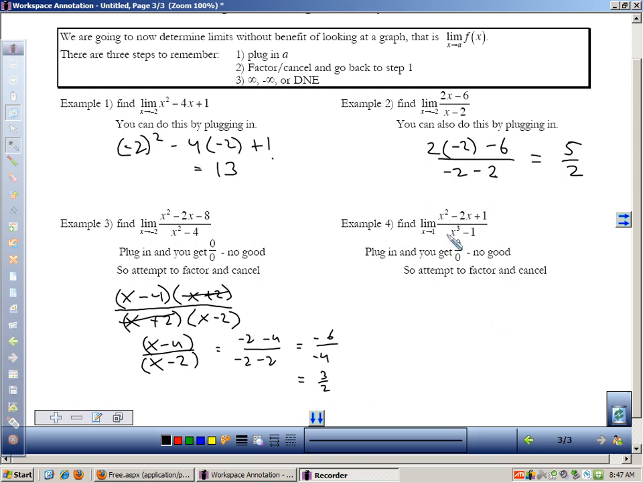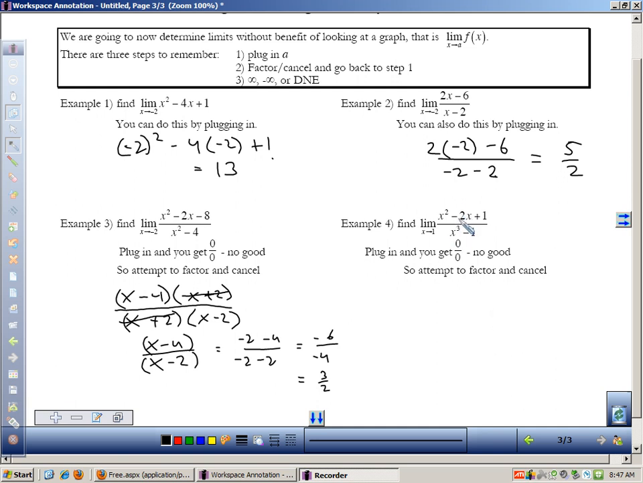All right, so here we have the limit as x approaches 1 of x squared minus 2x plus 1 over x cubed minus 1. First we try plugging in. We plug 1 into our function, and we get 0 over 0. So that doesn't help us out. We get a problem. What if you get like 0 over 1? It still doesn't. So let's take a look.